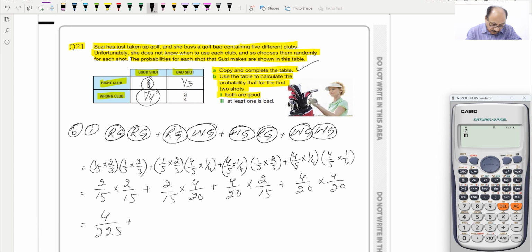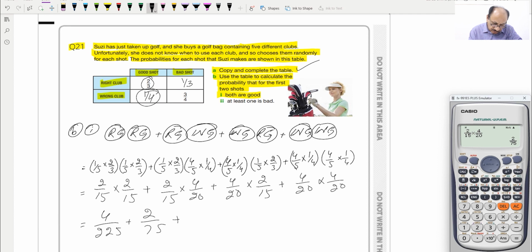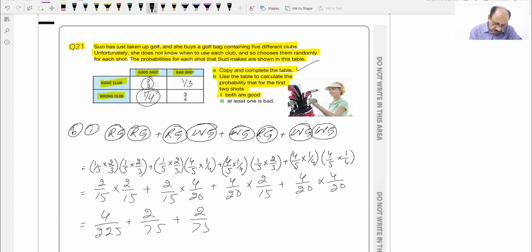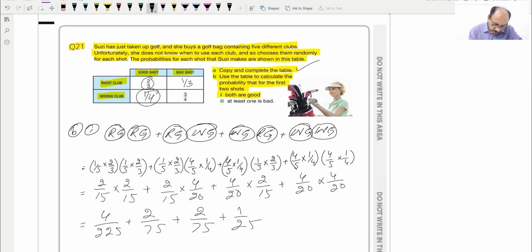So 2 over 15 multiply by 4 over 20, so this will be equal to 2 by 75, and plus next is 4 by 20, again it will be 2 by 75 because it's the same thing, and next will be what, this will be 4 over 20, and multiply by 4 over 20 will be resulting to 1 over 25. And now we just need to add these all.